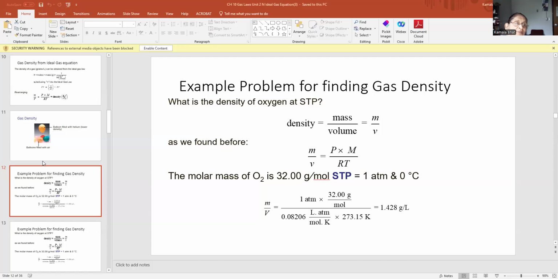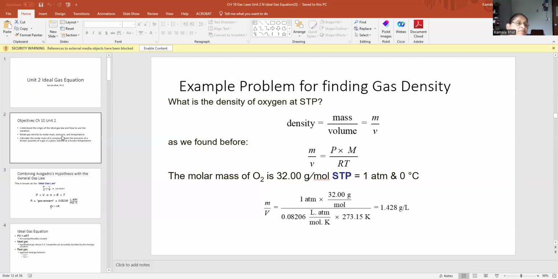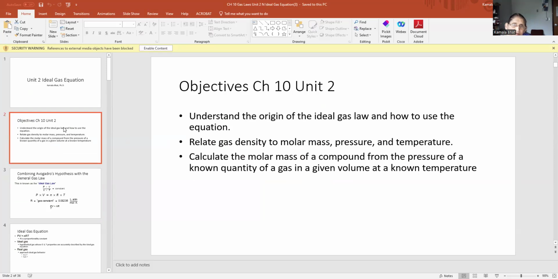Now, what does Unit 2 consist of? So going right up, we're going to start. First thing is we're going to study the objectives for Unit 2. Basically, it is the beginning of the ideal gas equation and its applications. We have to understand the origin of the ideal gas law and how to use the equation. Then we will relate the gas density to molar mass, pressure, and temperature.